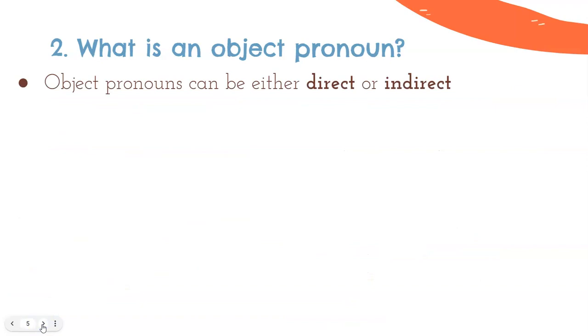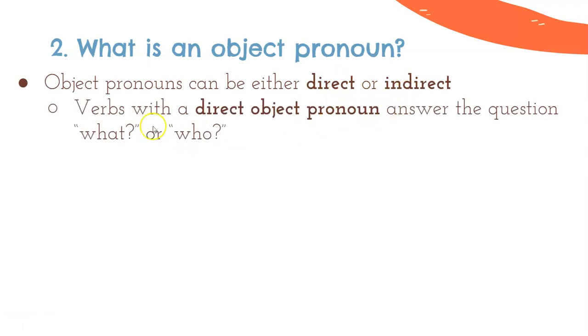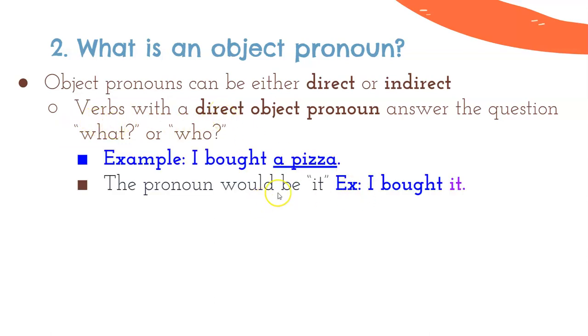We have two types of object pronouns. So they will either be what's called a direct object pronoun or an indirect object pronoun. If it's a direct object pronoun, it means it's answering the question what or who. Like in that last example, I bought, what did I buy? A pizza. So that's a direct object pronoun. Pronoun in this case being it for pizza.